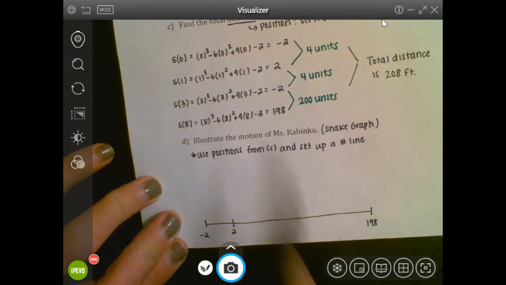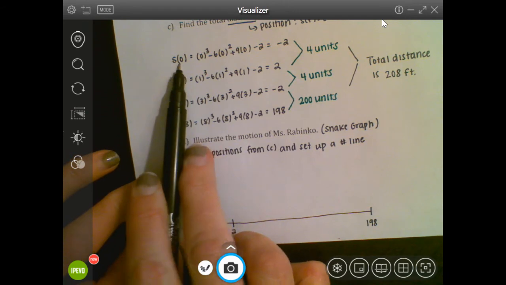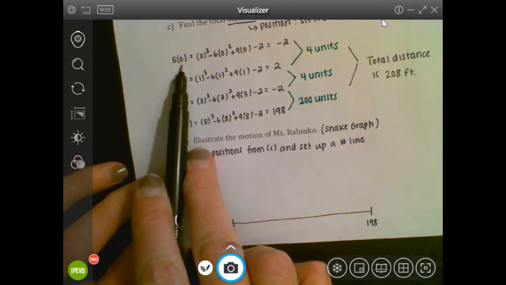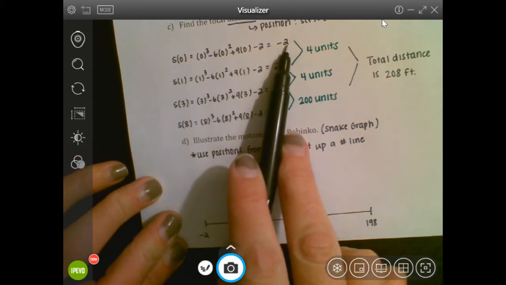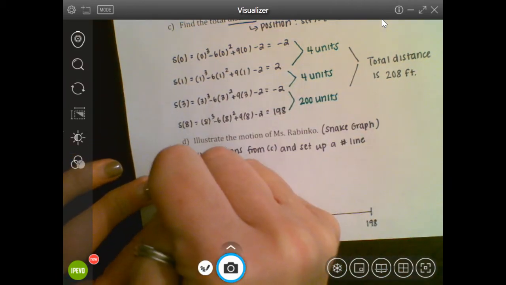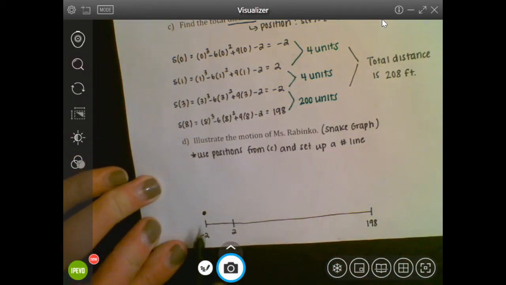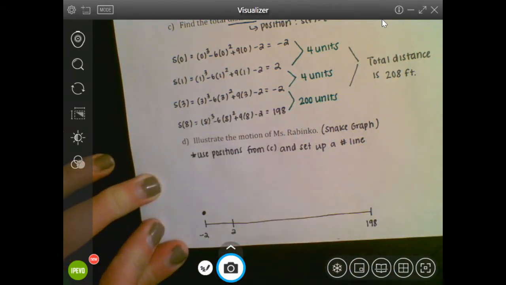And what I'm going to do is go in order. I'm going to start at my time of 0 up here. At my time of 0, I was at a position of -2. So I'm going to make a little dot here and say, okay, this is where I'm starting, at a position of -2. And I'm also going to label the time here as 0.